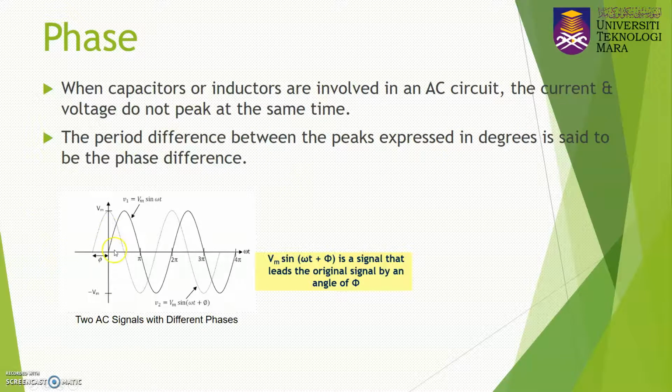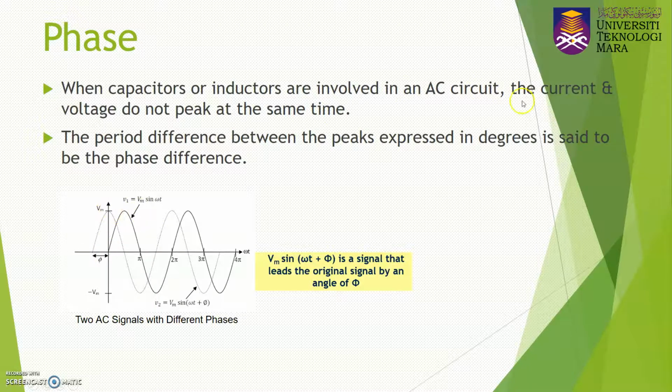For example, refer to this diagram. We have a solid line represented by V1, Vm sin omega t, which starts at the point of 0. Then you have another signal represented by the dotted line, V2 equal to Vm sin omega t plus phi. In this case, you see the peaks do not happen at the same time, so there is a difference between the peaks.